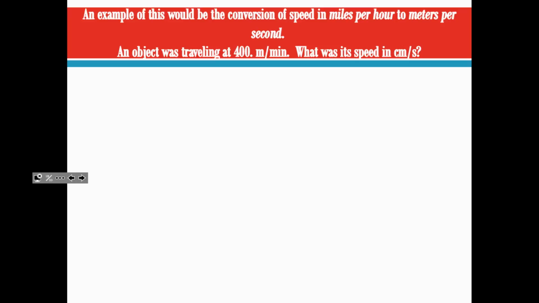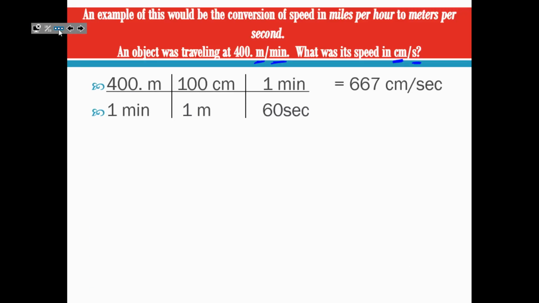An object was traveling 400 meters per minute. What was its speed in centimeters per second? So you'll see here that we have meters per minute and we want to convert into centimeters per second. So we have a double unit conversion here. All right, and you'll notice that there was a decimal point here, so we have 3 sig figs in our answer.